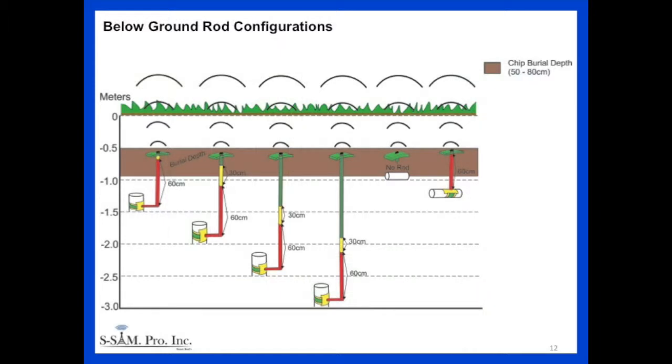In this slide, we're depicting what varying chip rod orientations may look like when attached to varying depth assets below the ground. As you note, the chip will be buried in a common burial depth of between 50 and 80 centimeters.